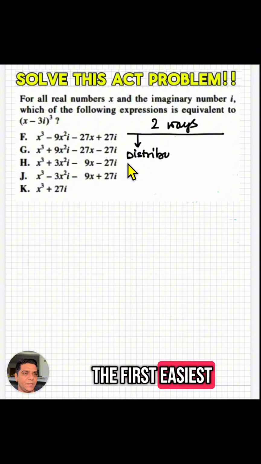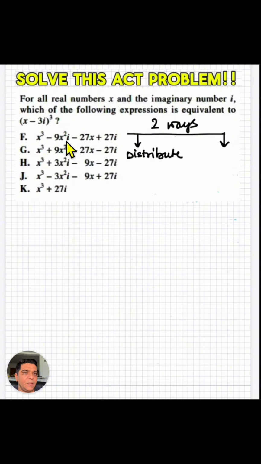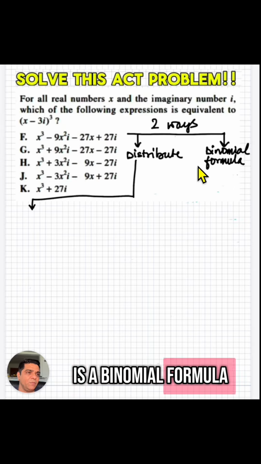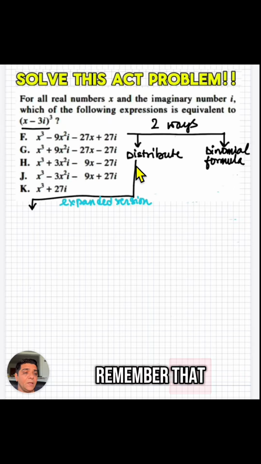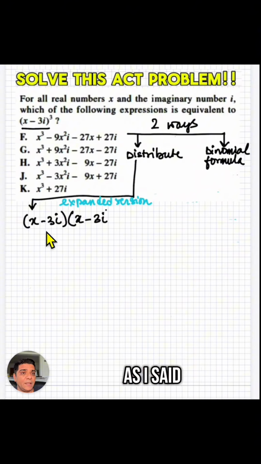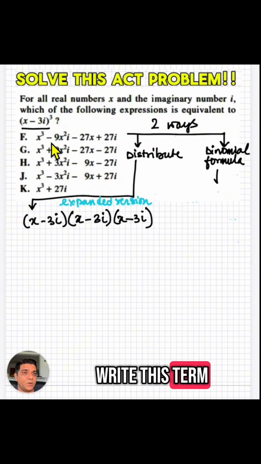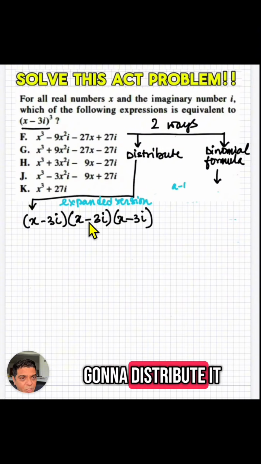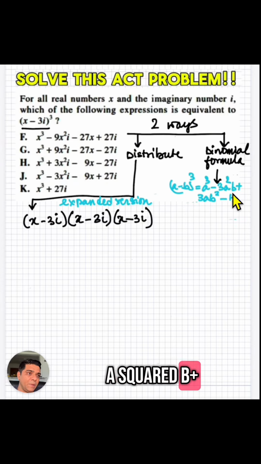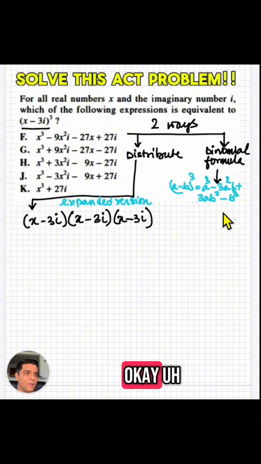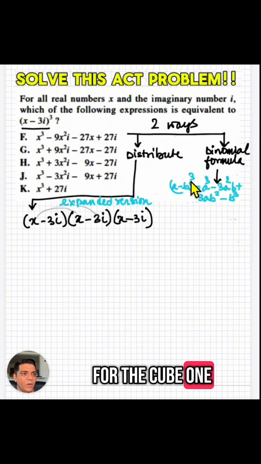The first, easiest way would be to distribute it, to take this and write it out 3 times. And the second is the binomial formula, which may be a little more difficult to remember. For the distribution, as I said, this is a cube, so you're going to write this term 3 times, and then we're going to distribute it. The binomial formula, a minus b whole cubed, is a cubed minus 3a squared b plus 3ab squared minus b cubed.